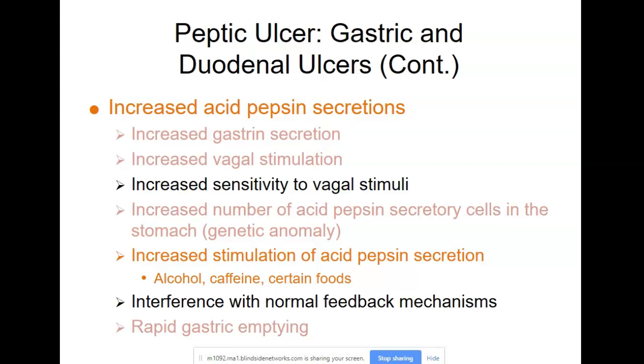Interestingly, you're going to end up with an increased number of cells overall that are going to produce acid and pepsin and lead to this excessive GI propulsion. This seems to have genetic underpinnings. What that means is if your parents have it, you might have it too. Alcohol, caffeine, and spicy foods can also increase the production of this acid pepsin.